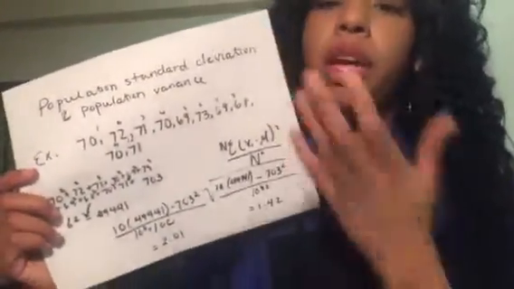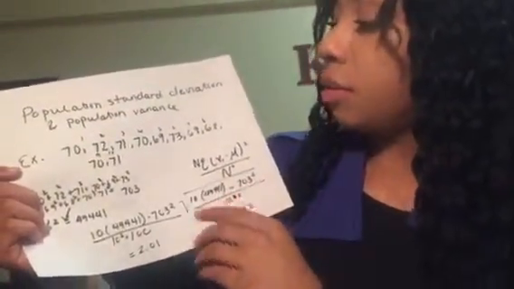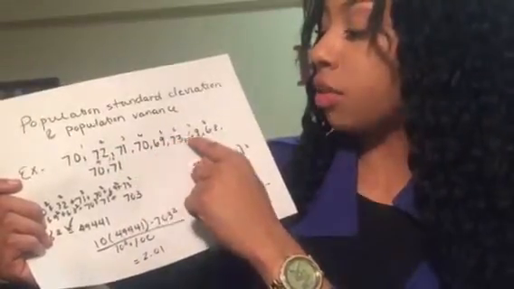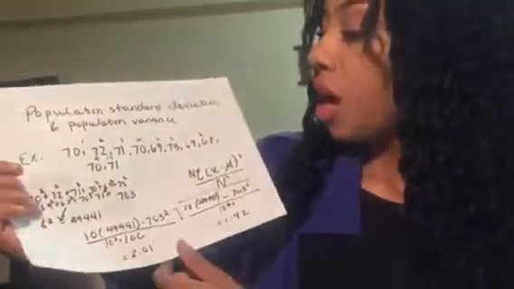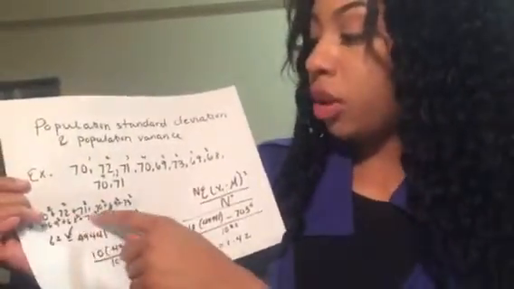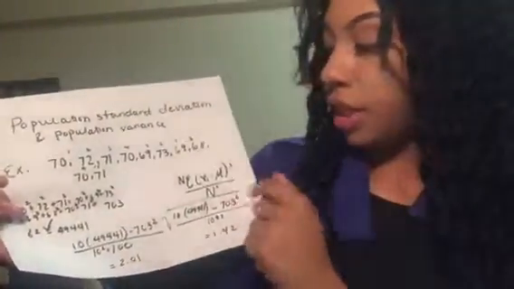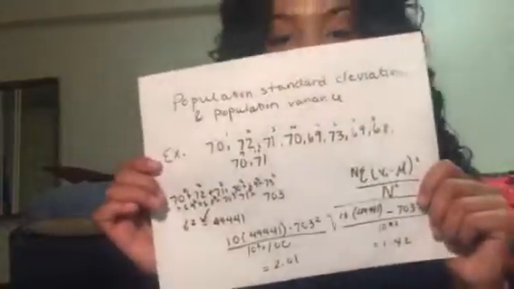And the last one is population standard deviation and population variance. And this is not really used a lot, but if it is, we use it. So this is the list of numbers: 70, 72, 71, 70, 69, 73, 69, 68, 70, and 71. A lot of repeating numbers. But you do the same exact thing. You add them all together to get 703. So you put that on the side over here. And then you have to square these numbers. Even though they're really big, you still have to square them.